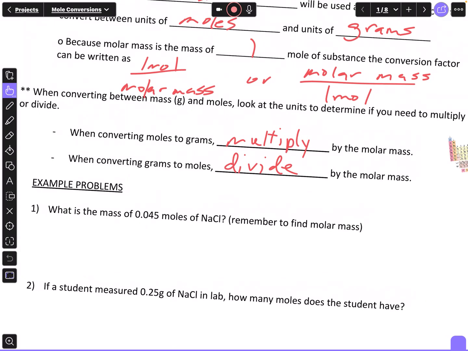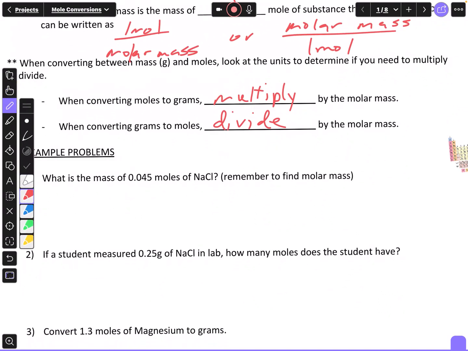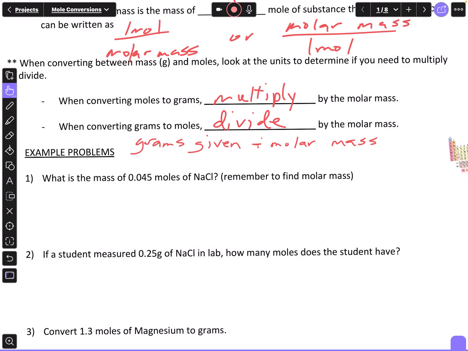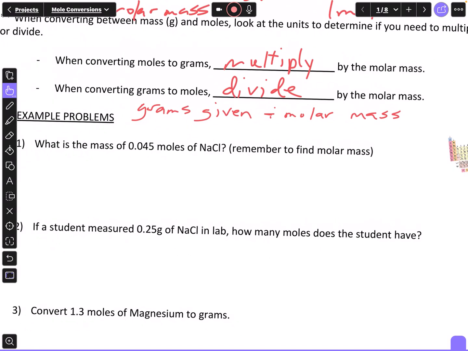Now, one thing to keep in mind, a lot of students make this mistake, is they don't know if they should take their molar mass and divide it by their grams that they're given, or take their grams and divide by the molar mass. You're always going to take your grams given in the problem and you're going to divide by the molar mass. So in your calculator, you're always going to put in the grams that you're given in the problem at first, and then divide that by the molar mass of the compound or the element that you are dealing with.